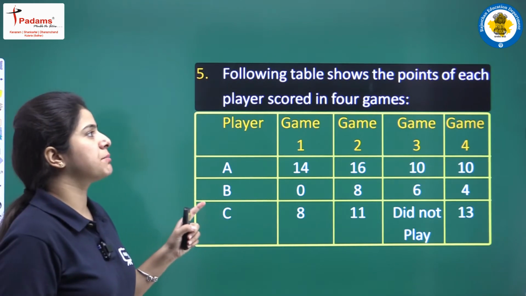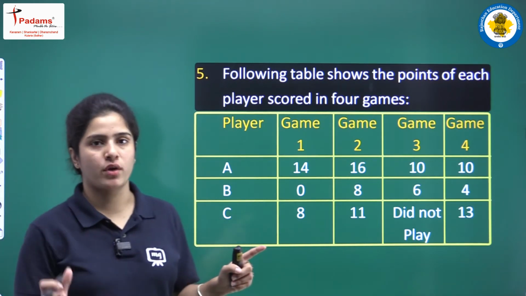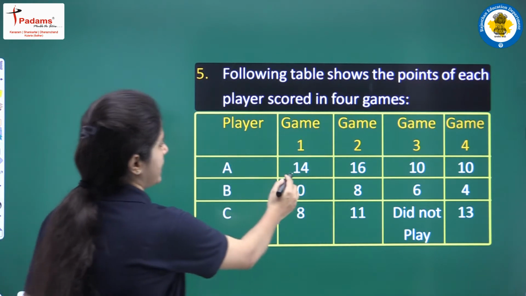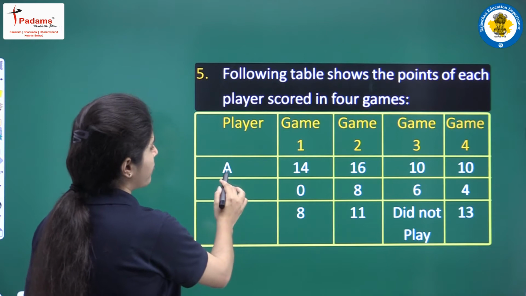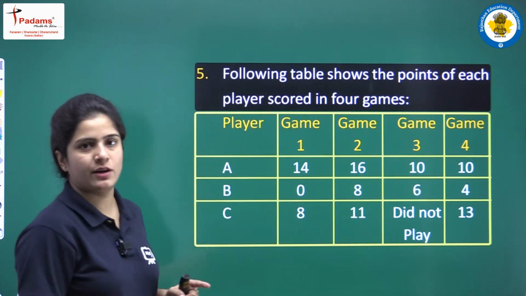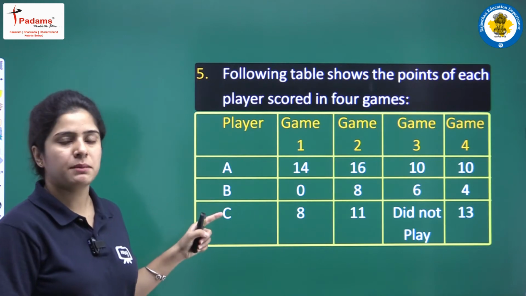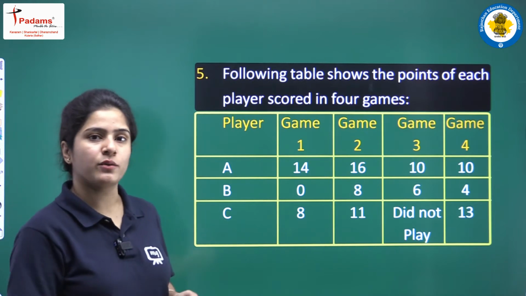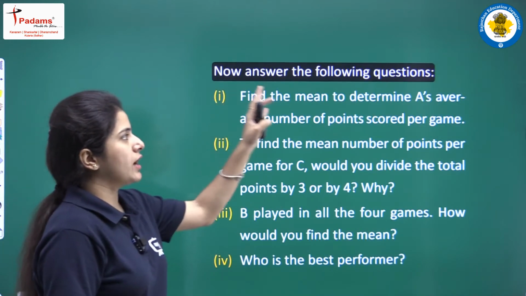Following table shows the points each player scored in 4 games. Okay students? So what is this? This is a table that is showing the points, okay? The points of player A in the first game, second game, third game and fourth game respectively. Similarly the B player and similarly the C player. Now what do we need to find out? Now answer the following questions.